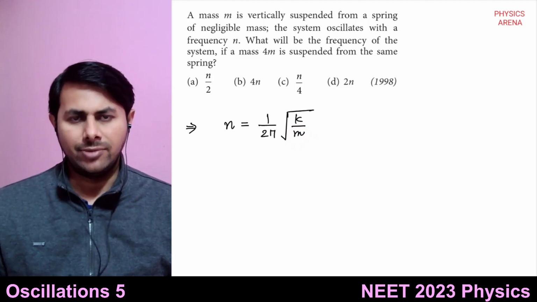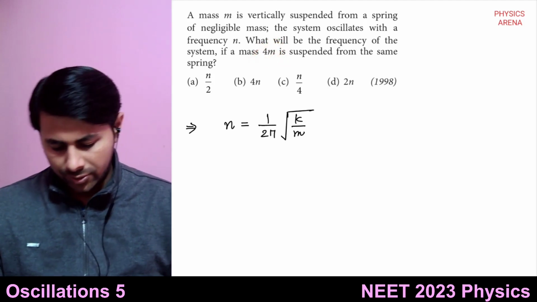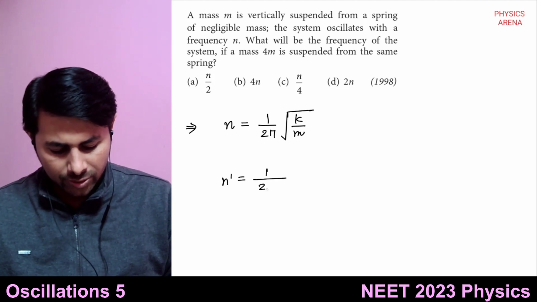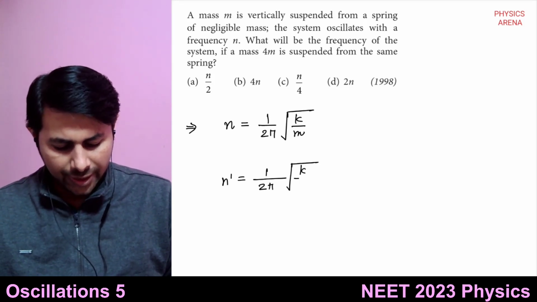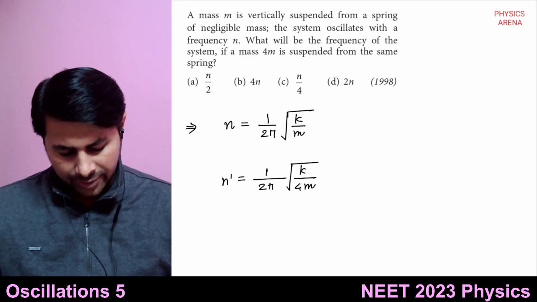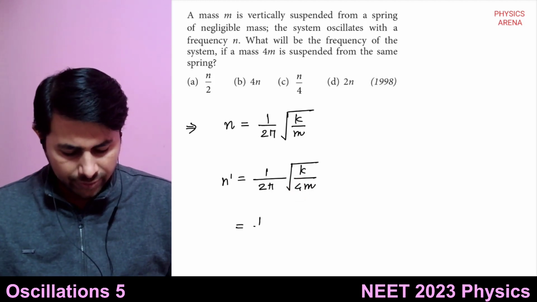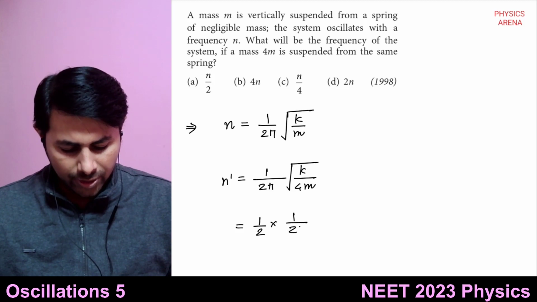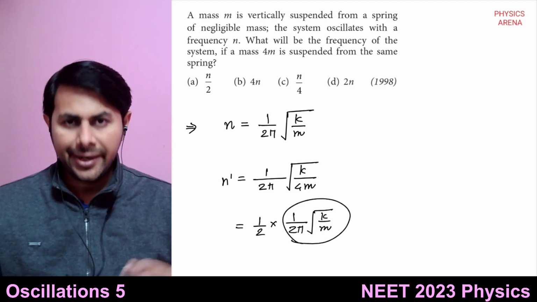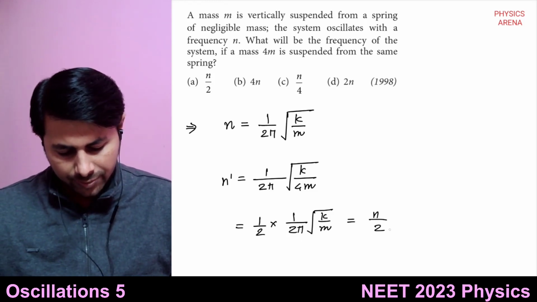So if m is made 4 times, what will happen to the frequency? So n dash equals 1 upon 2 pi root of k upon m dash, which is 4m. Take square root, so square root of 4 is 2. It's 1 by 2 times 1 upon 2 pi root of k by m, which is n, right? So 1 by 2 times n, or n by 2.